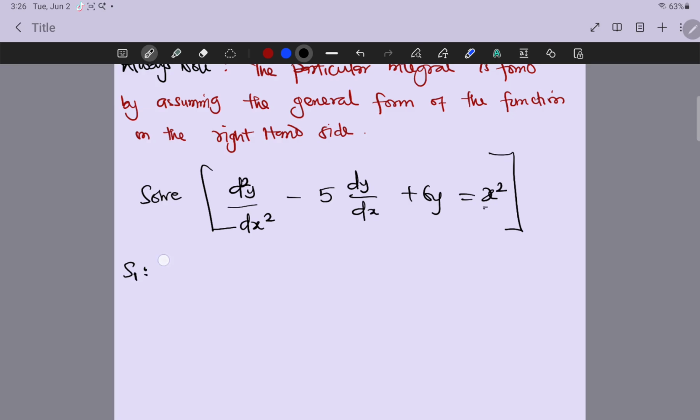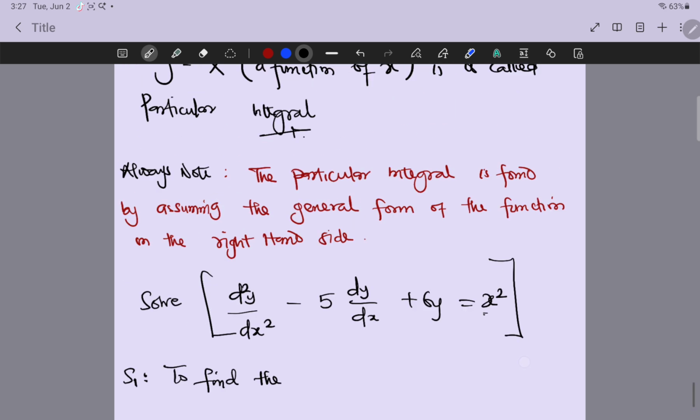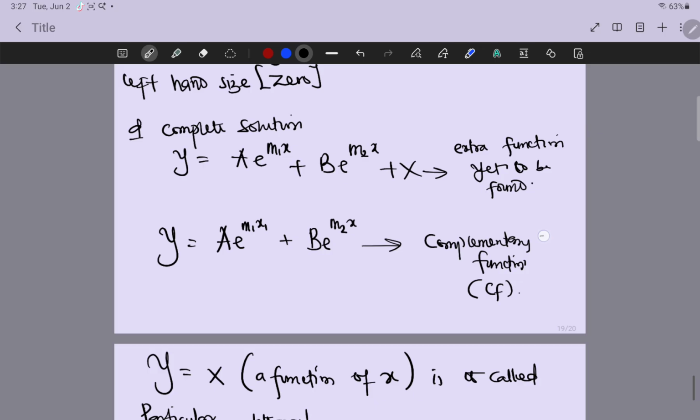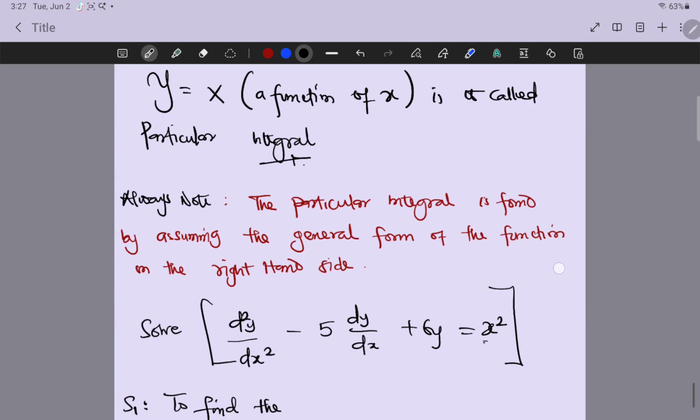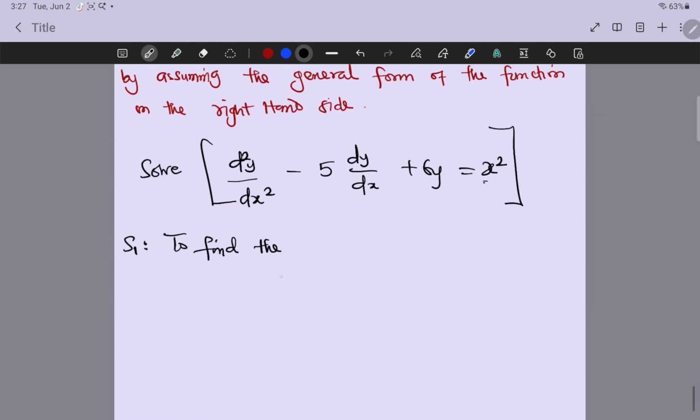Step one is to find the complementary function. For the sake of the video, I'll be calling it CF. So find the complementary function, which means solve the left hand side to be equal to 0. Okay, so let's solve that.